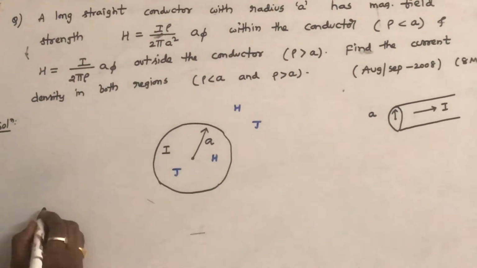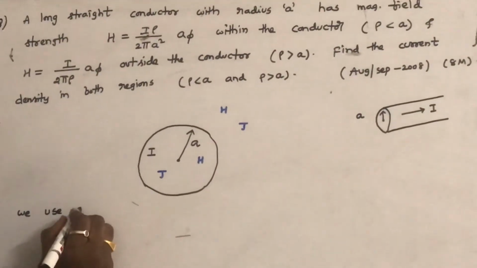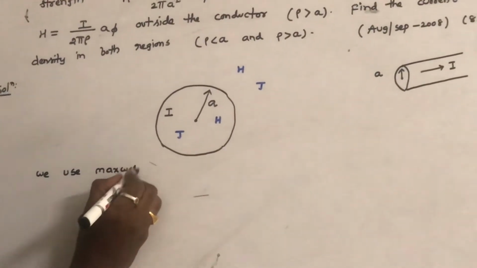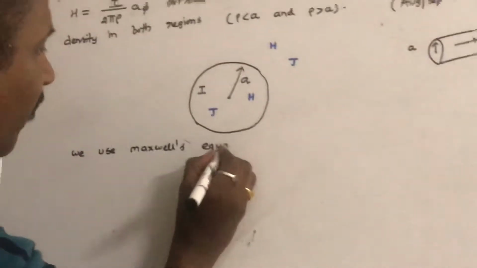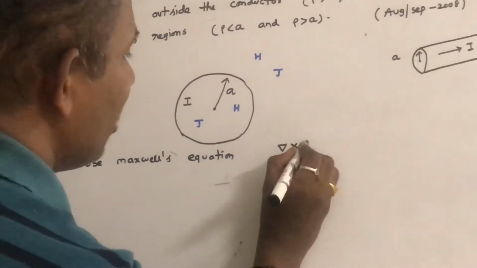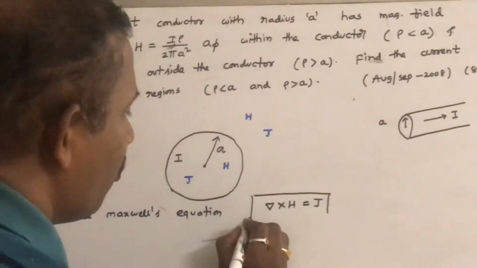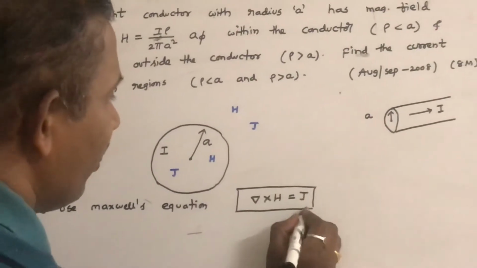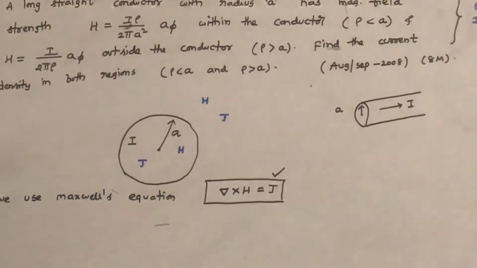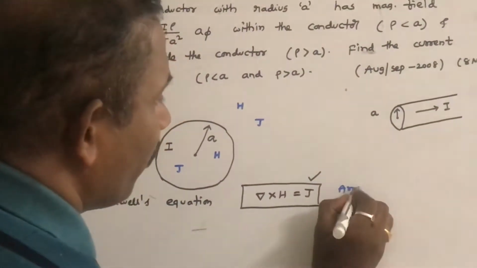To answer this question, we use Maxwell's equation. Del cross H is equal to J, from Ampere's circuital law. We use this equation to find the current density because H is given. To find the current density, we use this relation, which is from Ampere's circuital law.